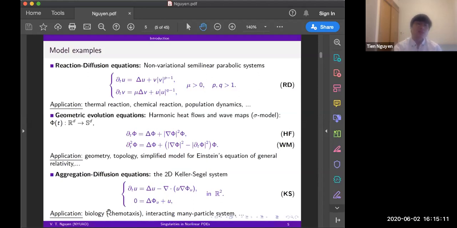So what does chemotaxis mean in biology? It means that chemotaxis describes the movement of cells toward the higher concentration of a chemical signal. And this model also serves as a continuum model to describe the interacting many-particle system.